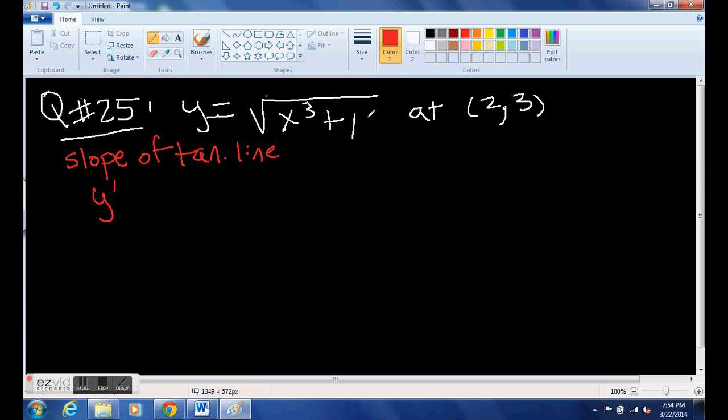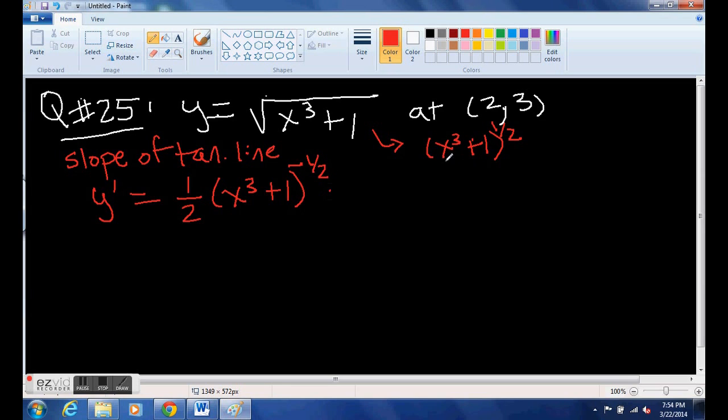So y prime. Note that this is x cubed plus 1, and you want to think of it as to the 1/2. That will make the power rule a little bit more straightforward. So, power rule, 1/2 jumps in front. We have x cubed plus 1, and then subtract 1, that's to the negative 1/2. And now we're multiplying times the derivative of what's inside. So that's 3x squared. So you can write all of this as 3/2 x squared all over the square root of x cubed plus 1.